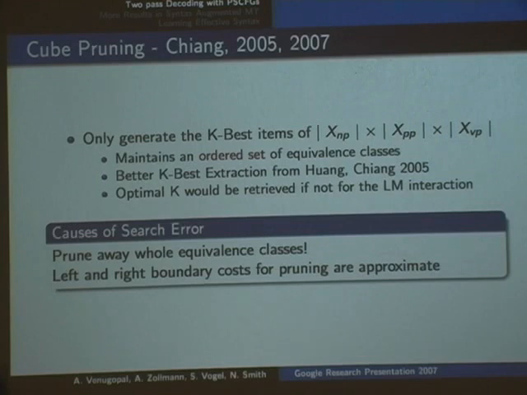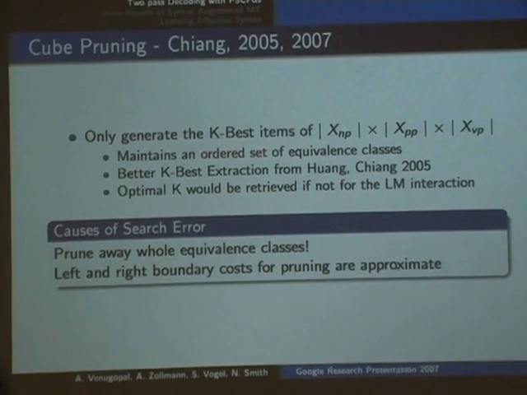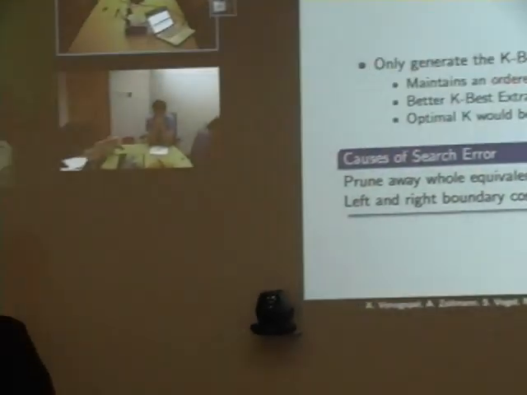And so the causes of search error for Q pruning are the fact that when you select just this first k, whole equivalence classes are pruned away. You don't even consider whole equivalence classes that are lower down in each of these non-terminal symbols. And you make this decision using left and right boundary costs that are approximate, right? Because we make this decision for a particular cell without knowing how it's going to interact with the rest of the sentence.